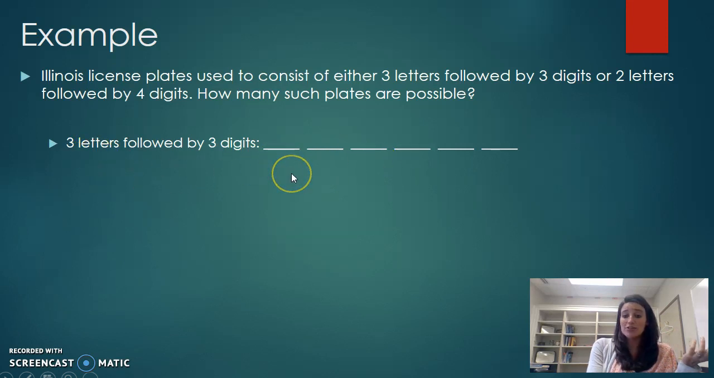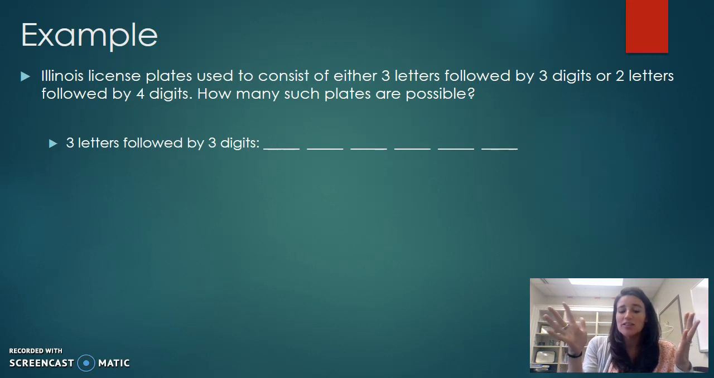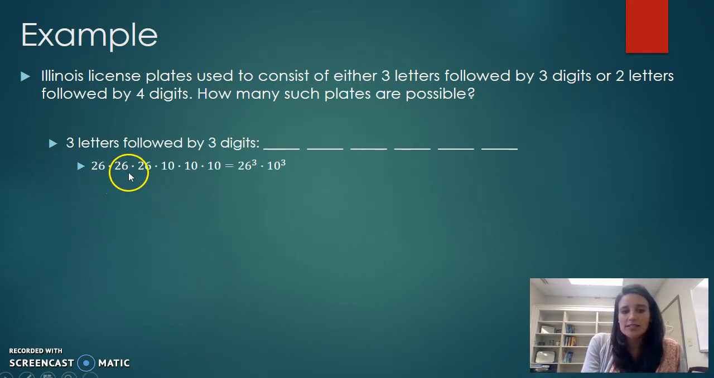Well, letters from the English alphabet have 26 options, and digits could be either 0, 1, 2, 3, 4, 5, 6, 7, 8, or 9. So there are 10 digits, including 0, which gives us 26, 26, 26 for the first 3 blanks, 3 letters followed by 3 digits, 10 times 10 times 10.